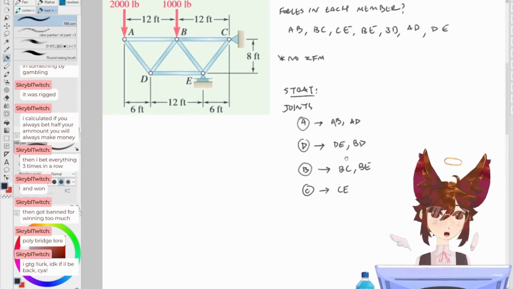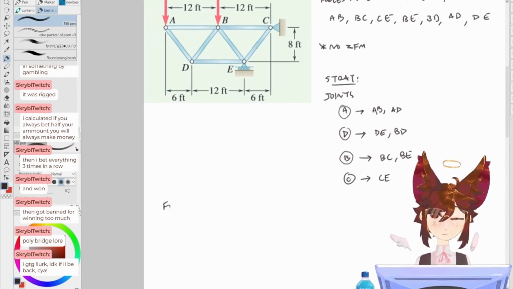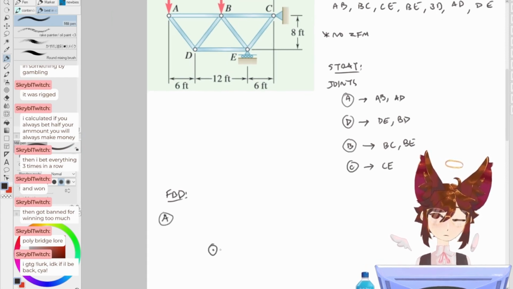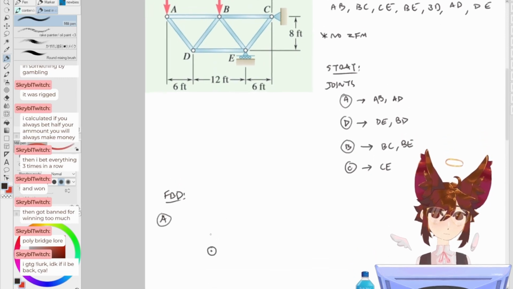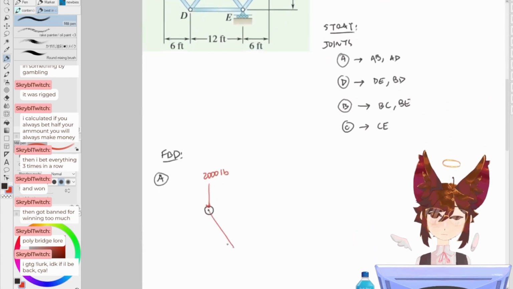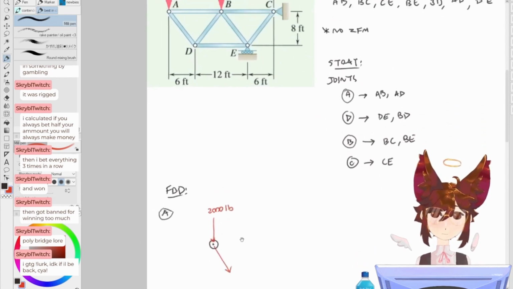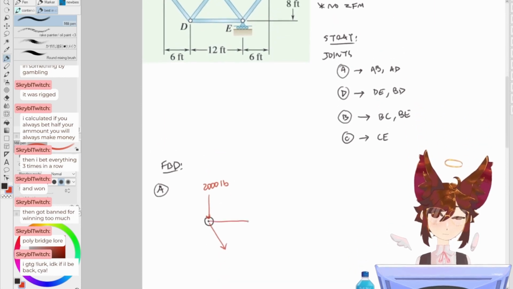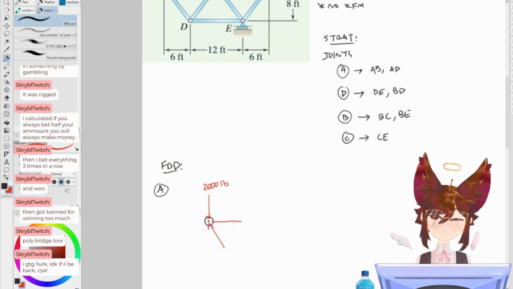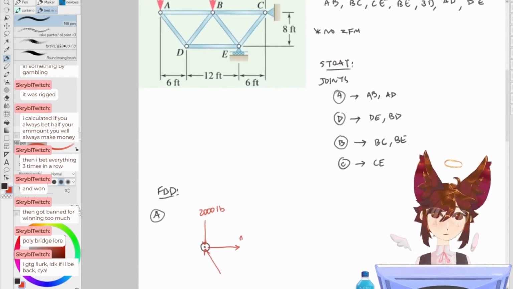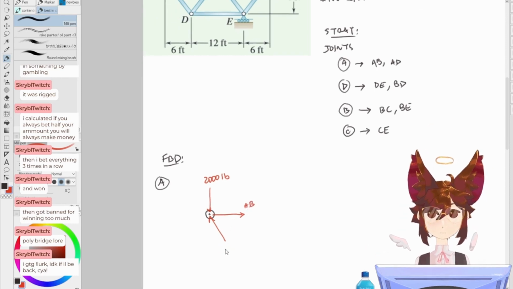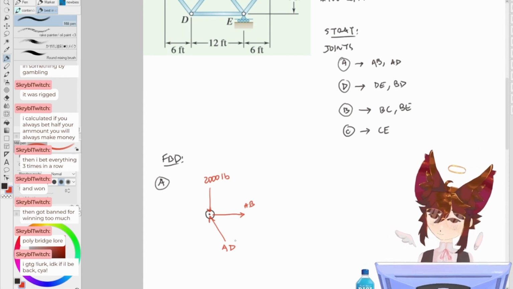Okay. So we've got to do A first. So FBD. A. For the joint, we have 2,000 pounds. Just pick a direction. Well, we know that this one is going to go some way. No, we don't pick a direction. This one goes up. This one goes over. That one's AB. And this one's DA, or AD. It doesn't matter, we'll just call it that.